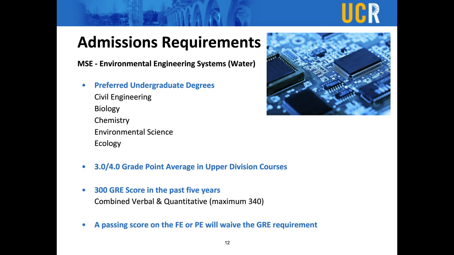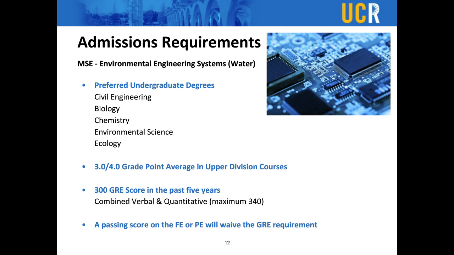The next specialization is the environmental engineering systems, and that does focus on water. Again, you can see in the preferred undergraduate degrees biology and chemistry, but in addition to that, if your degree is in civil engineering, environmental science, or ecology, those are also all good and acceptable degrees for this. Again, generally speaking, we're looking for the 3.0 on a 4-point scale and the 300 GRE, but we do have a little bit of flexibility here. And the flexibility applies more to the GPA than it does the GRE. And again, a passing score on the FE or the PE waives that GRE requirement.